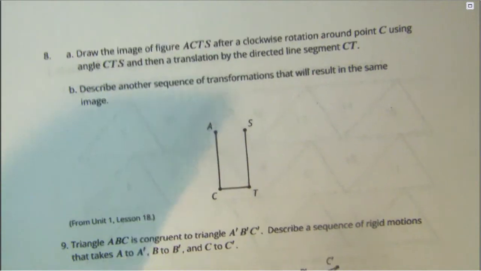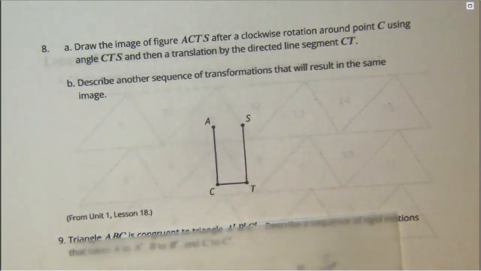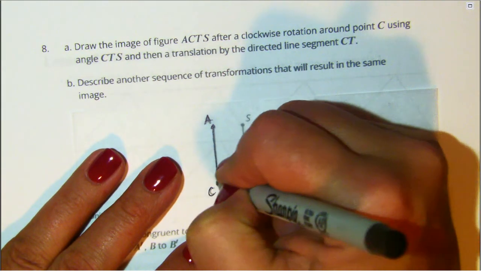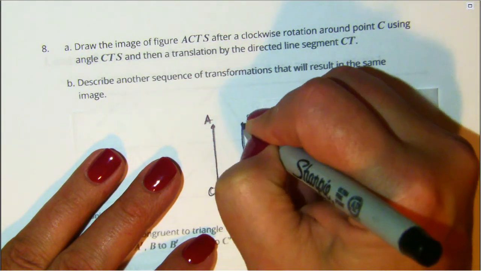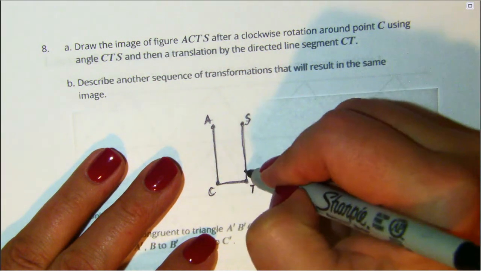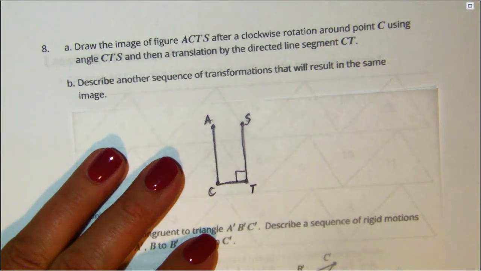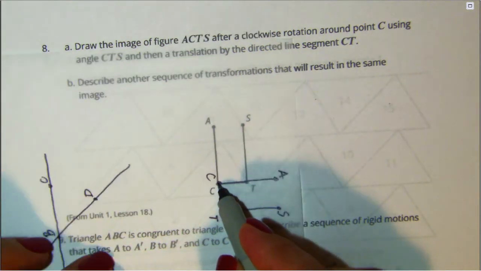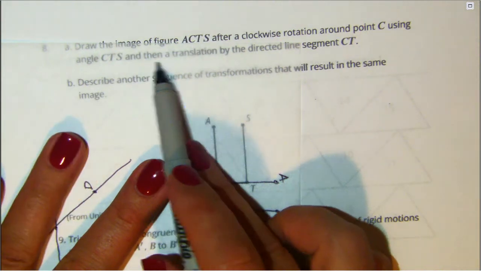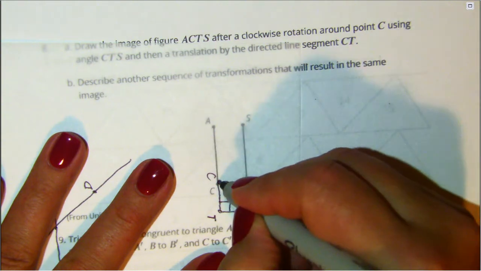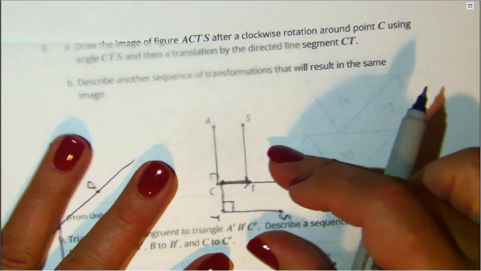Number 8 says, draw the image of figure ACTS after a clockwise rotation around point C using angle CTS. CTS, look at that, that's a 90 degree. And I'm going to rotate clockwise around C by 90 degrees. So, boom. Then it says, and then a translation by directed line segment CT. So here to here. Boom.